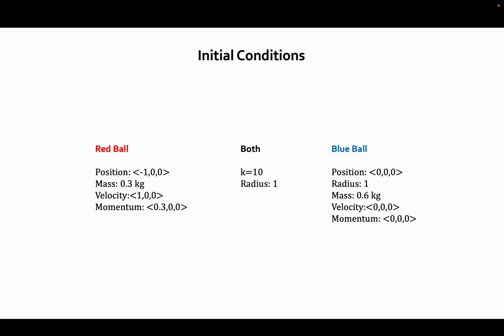The initial conditions for the situation were that the red ball started at negative 1 meter in the x direction, had a mass of 0.3 kilograms, had a velocity of 1 meter per second in the positive x direction, and a momentum of 0.3 kilogram meters per second. The blue ball started at the origin, had a mass of 0.6 kilograms, no velocity, and no momentum. Both balls had a spring constant of 10. This was to allow the force to transfer between the two balls. Also, both balls had a radius of 1.